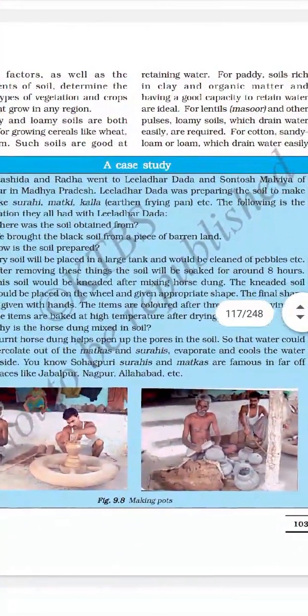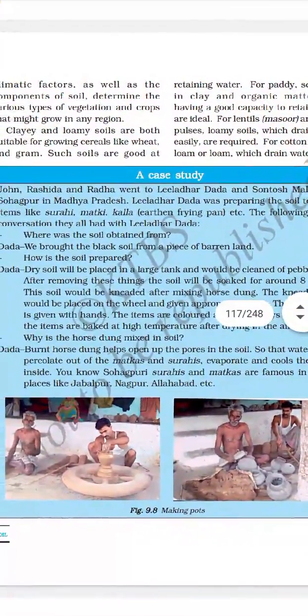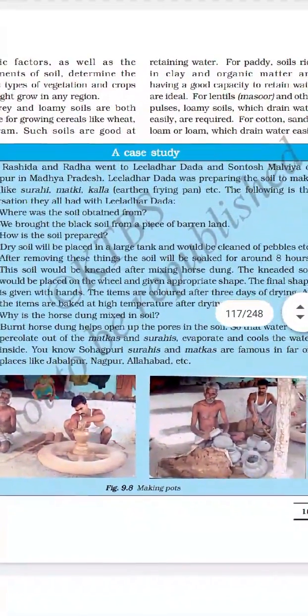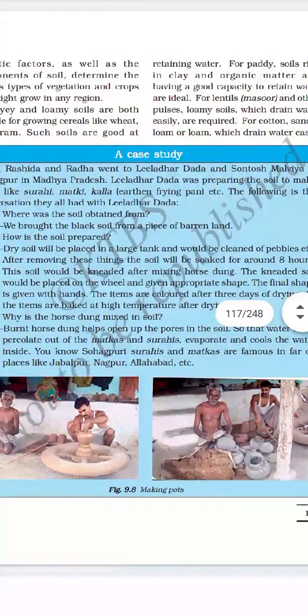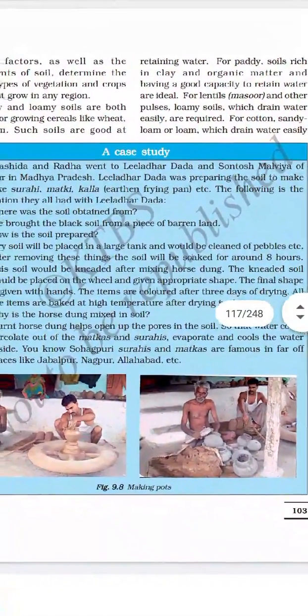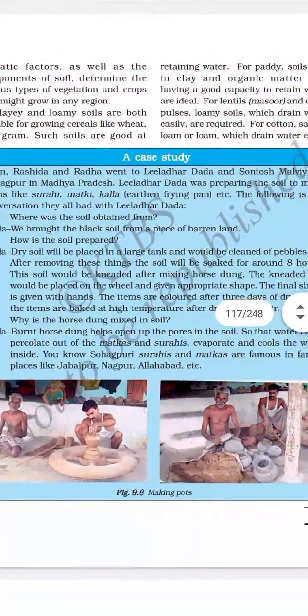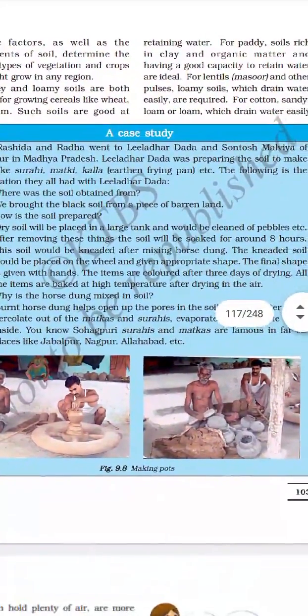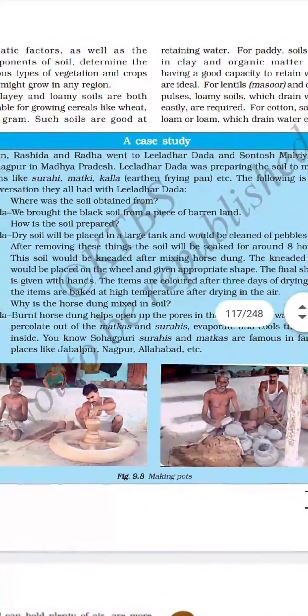The kneaded soil is placed on the wheel and given an appropriate shape. The final shape is given with the hand. The items are colored after 3 days of drying, and all the items are baked at high temperature after drying in the air. Why is horse dung mixed with the soil?